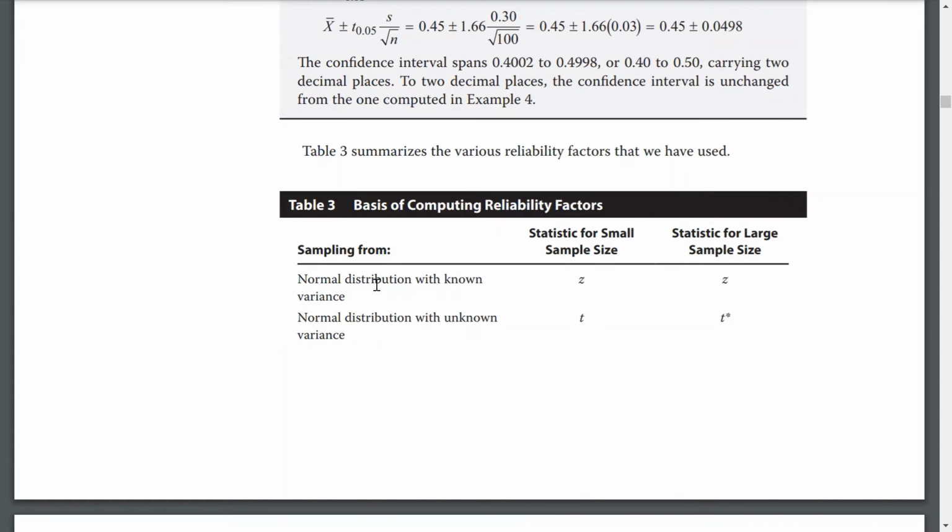Table 3 is the basis of computing reliability factors. Sampling from normal distributions with known variance, with the sample size of this and this.